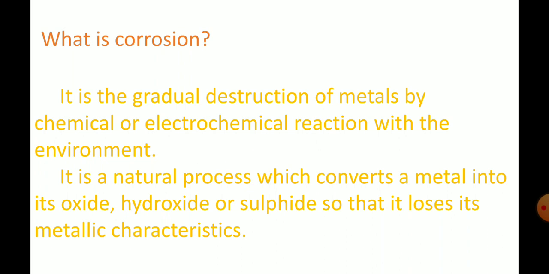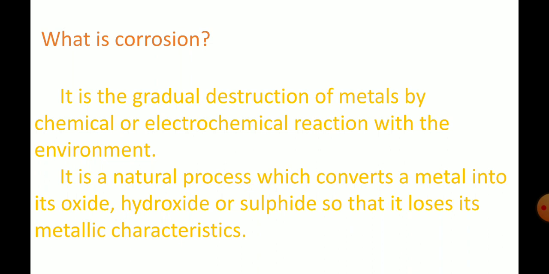Once again, let me read the definition. What is called as corrosion? It is the gradual destruction. Why is it given as gradual destruction? Because the corrosion of metals does not occur in a single day. It takes time. Okay, it is a slow process, and so it is called as gradual destruction. So it is given that corrosion is the gradual destruction of metals by either chemical or electrochemical reaction with the environment. Okay, and look at the second point.